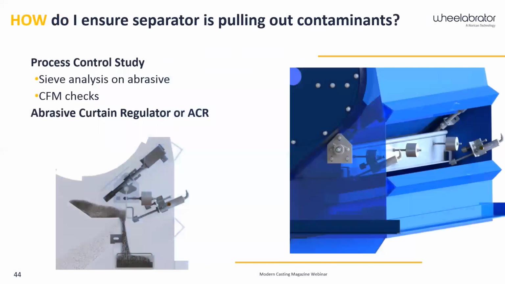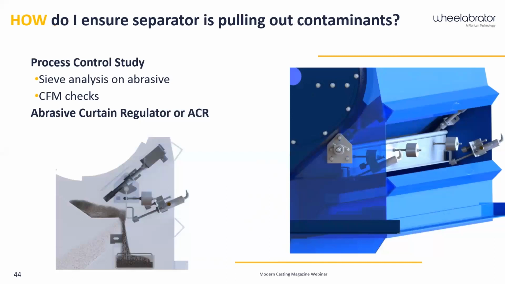Lastly, how can I ensure that the separator is pulling out those contaminants? A couple areas. We talked about the ACR earlier. Obviously, that one's going to come into play here, because if I'm using something like an ACR, I'm going to make sure that I have a full curtain across my separator the entire time. So that's going to be key.